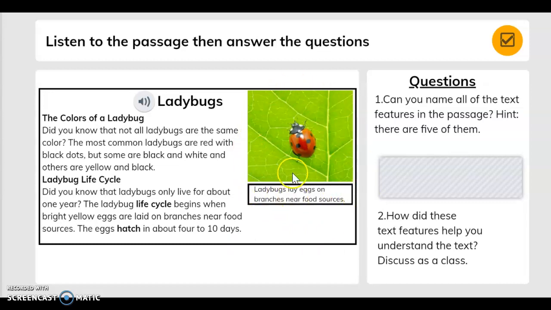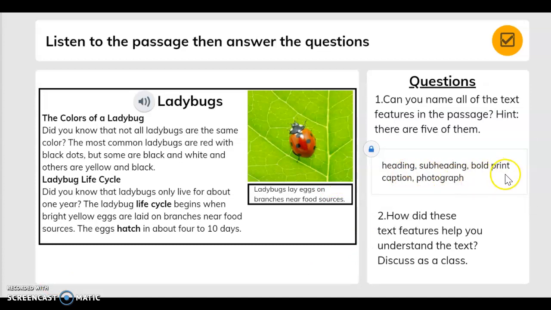There's a picture here. And then at the bottom of the picture, it says, ladybugs lay eggs on branches near food sources. So the question number 1 says, can you name all the text features in the passage? Hint, there are 5 of them. So before I give you the answer, I'll give you a second to find the 5 that are in the text.